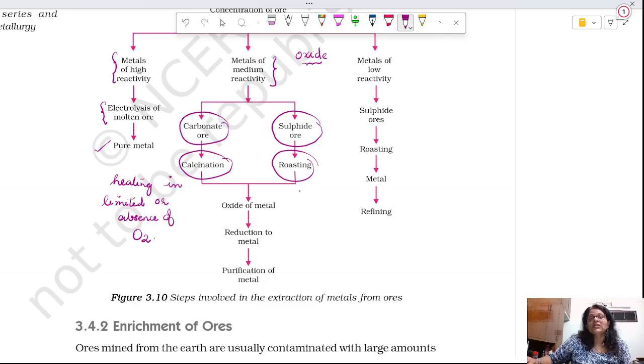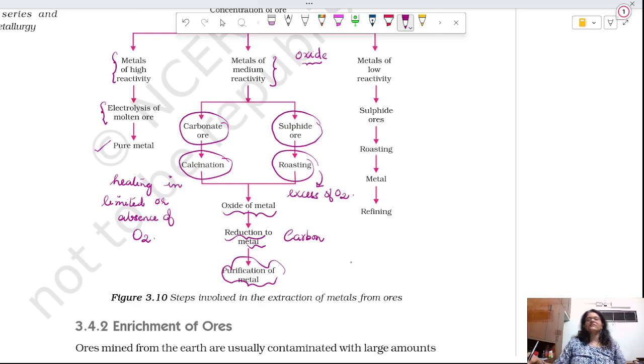Here, roasting means heating in the presence of excess of O2. And we will finally get the metal oxide. The metal oxide is reduced using carbon or any other reducing substance, and finally we get the pure metal, and the pure metal is then refined.